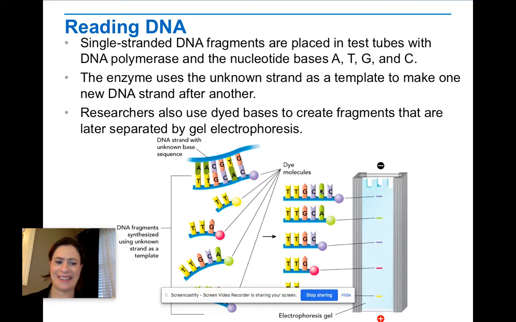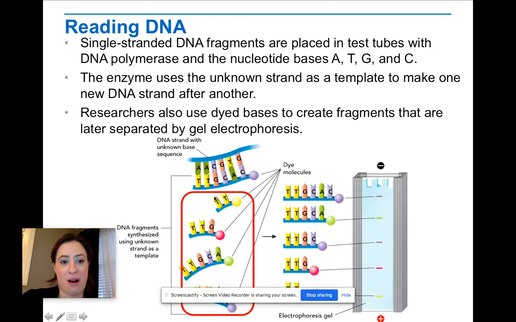Now, how do we read the DNA? How do we actually put all those A's, G's, C's, T's in order? So here are single-stranded DNA fragments. There's one with a yellow T, here with a red G, here with a green A, and here with a blue C. These DNA fragments were synthesized. Now we have an enzyme, DNA polymerase, that uses this unknown strand that we're trying to sequence as a template. So it uses the template to make one new strand after another, after another, after another. This represents the strands that we're trying to find the sequence of.